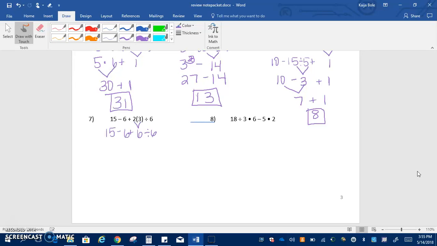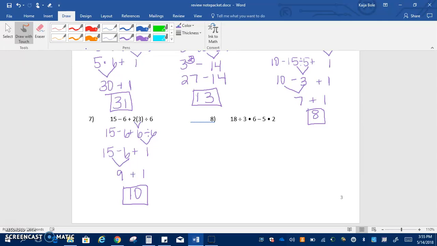And now I still have division here that I need to do before I can add or subtract, and 6 divided by 6 is 1. Bring everything else down. And now I can just work left to right. So 15 minus 6 is 9 plus 1. And 9 plus 1 gives us a final answer of 10.